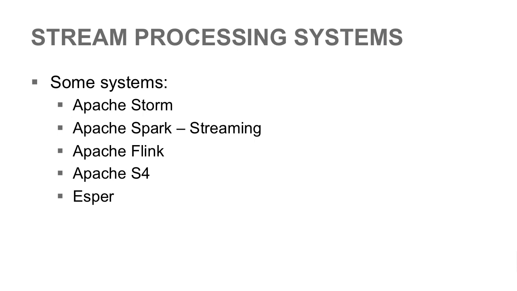Apache Flink, a system that is somewhat similar to Spark, also embraces stream processing as a first-class citizen in their ecosystem. And we have a couple of other systems like Apache S4, which was originally developed at Yahoo. In the next section, we will explore the Storm stream processing system.